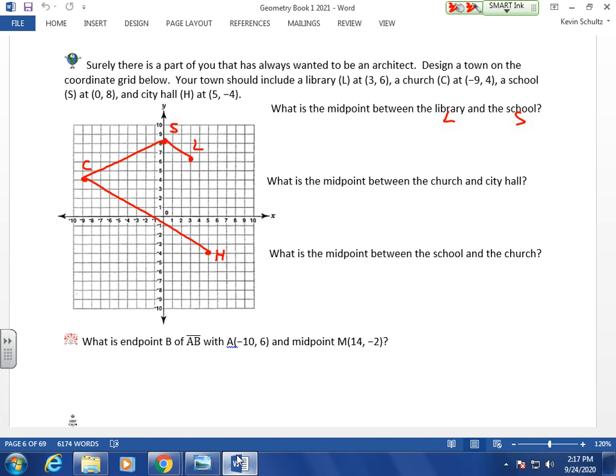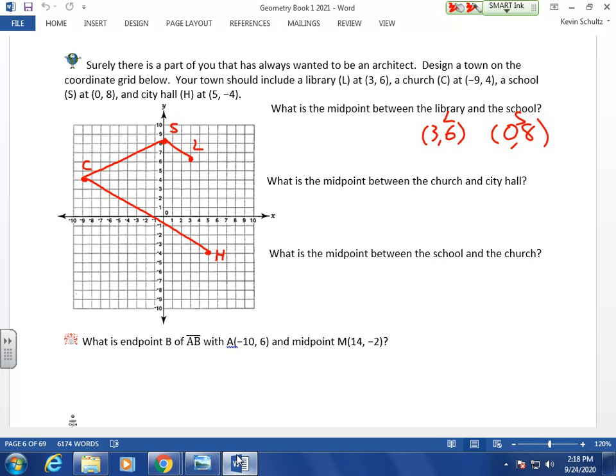Okay. Yes, Luke. I have a question for the library and the school. For the library, it's 0, and it would be 0 plus 6. Sorry, no, it's for the school. It's the midpoint of the library and the school. You have to find the midpoint of the library and the school. Right. So your library ordered pair is 3, 6, and your school is 0, 8. I'm talking about the school, with the 8 and the 0. With the 0, it throws off the equation a little bit.